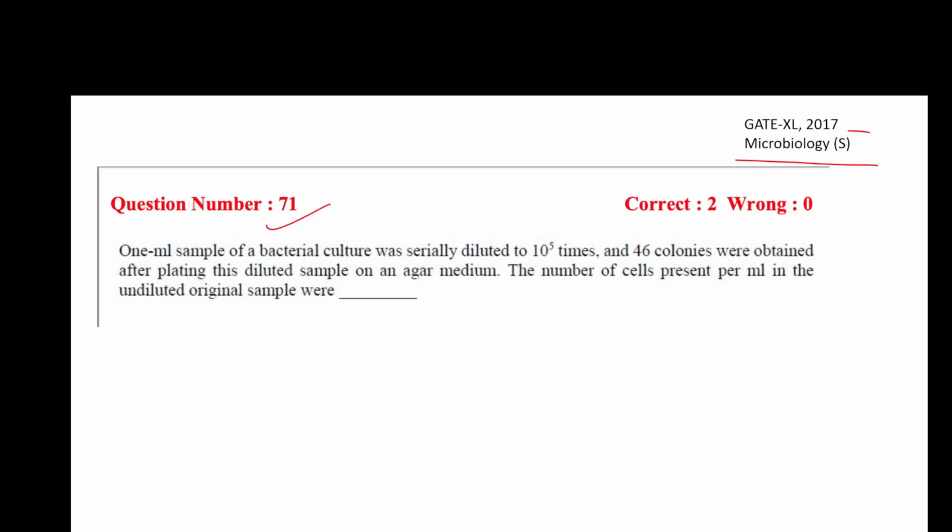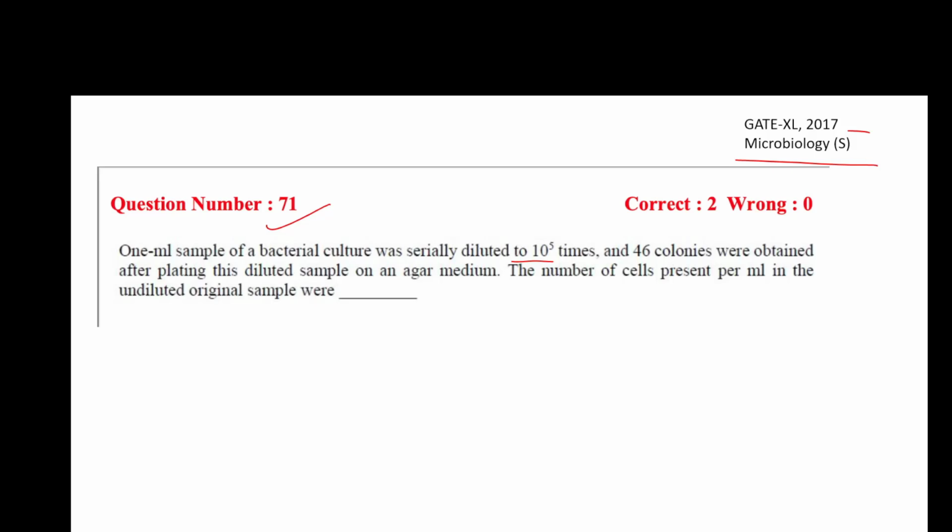It is a numerical question. It has been asked that a 1 ml sample of a bacterial culture was serially diluted 10 to the power 5 times and 46 colonies were obtained after plating this diluted sample on an agar medium. The number of cells present per ml in the undiluted original sample were... Here it has been talked about the transformation protocol.